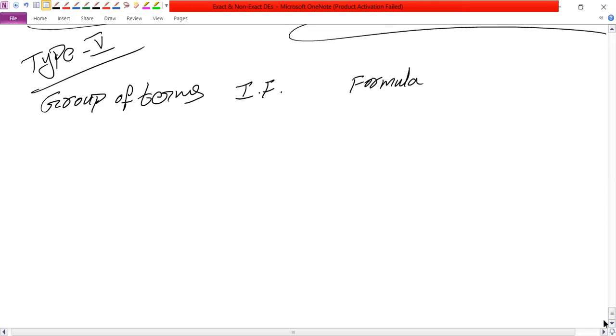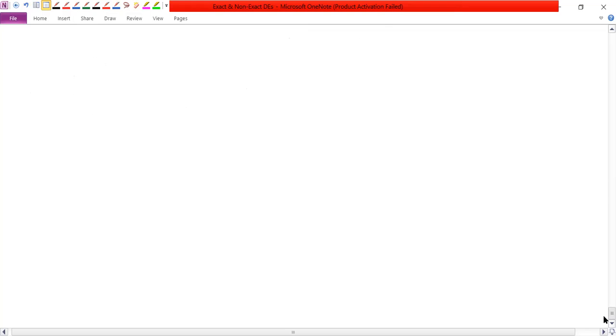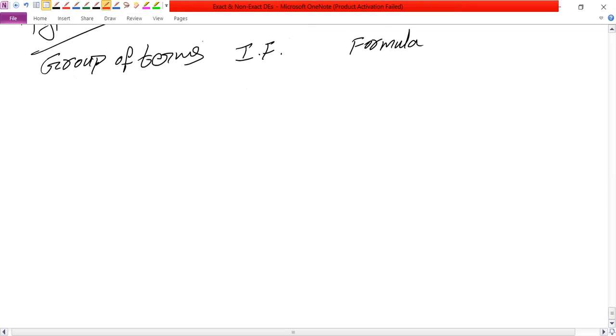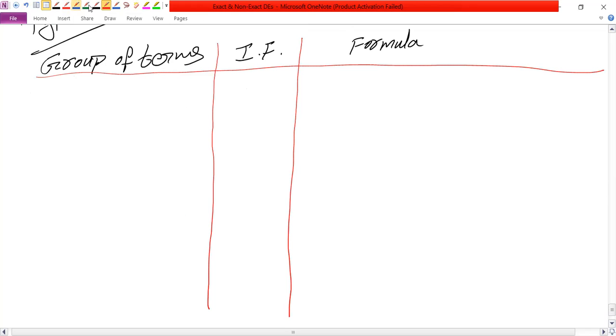So what are the group of terms? Depending on the group of terms, what is the integrating factor we have to identify, and from that we are going to get the formula. So here I am mentioning different things. Okay, x dy plus y dx. If the given group of terms are like this, then we can take the integrating factor as 1, x into dy plus y dx. We can write like this.